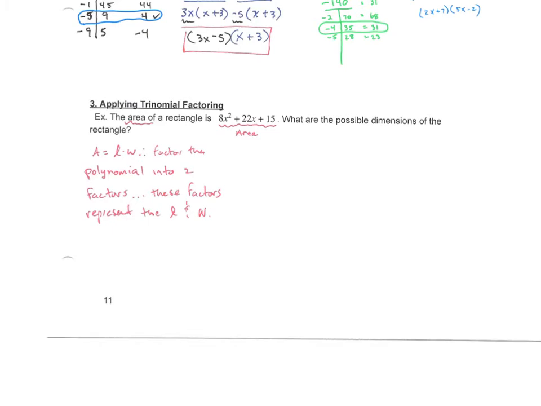In factoring, we know that we want to multiply a times c. So 8 times 15 is going to give me 120. Then we need the factors of 120 that are going to add to 22. Anybody want to just say 10 times 12 is 120, and it also equals 22 when I add it together. So I want to separate 22x into 10x and 12x. So I have 8x squared plus 10x plus 12x plus 15.